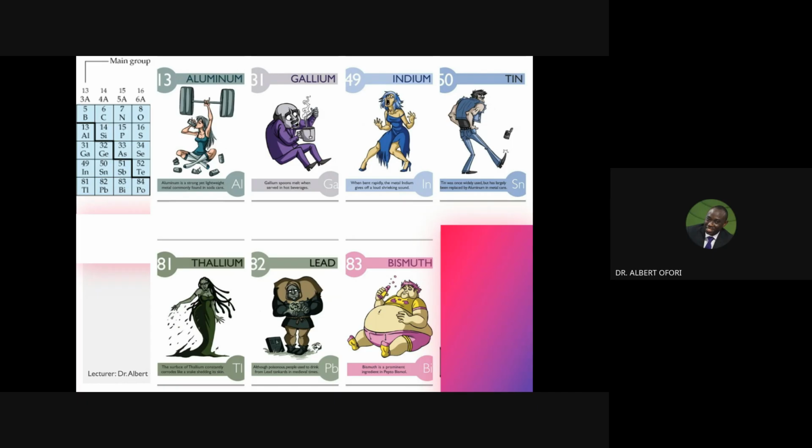Now we can also see Indium. The Indium here basically portrays somebody who is flexible and is singing. I guess you can see what I'm saying. What it means is that Indium can easily be bent, and it also emits this lustrous noise, a very loud screaming kind of sound, when you are dealing with Indium.